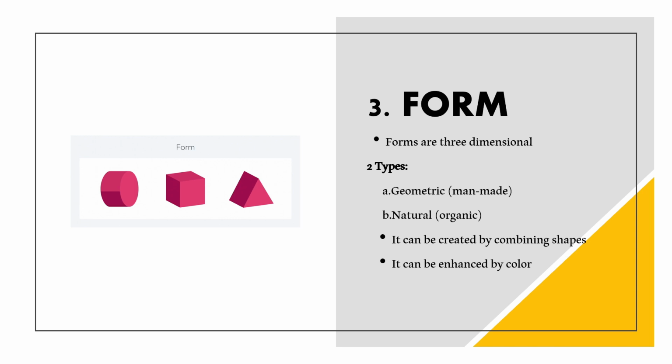Number three, we have form. Now, what is a form? A form is very important. Everything possesses a form in one way or another. When we talk about form, we're not talking about the content of the form, but the form itself. So forms are also three-dimensional. There are two types of form. We have geometric, which is man-made, and there's also natural, which is organic. And forms can be created by combining shapes, and it can be enhanced by color.